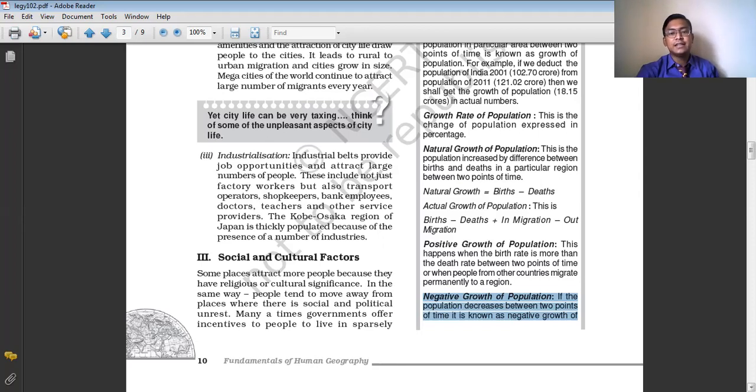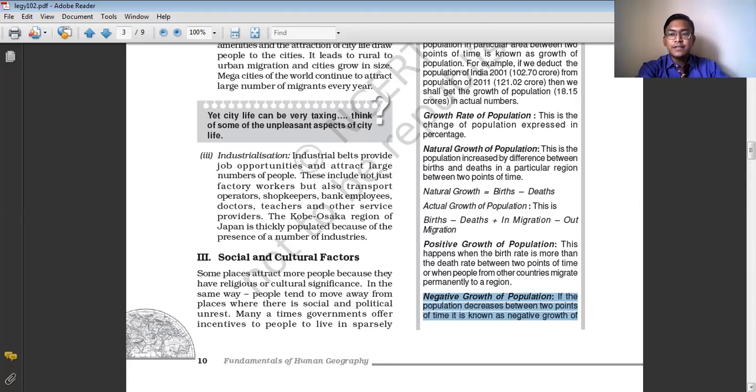In that case, after one year, if the same rate goes on, we will find that instead of the population increasing, the population has decreased. Why? Because the death rate was more than the birth rate and there was no migration of people from other places to that place. So in that case, there will be a negative growth of population. Negative growth means that the population, instead of increasing, decreases between two points of time.